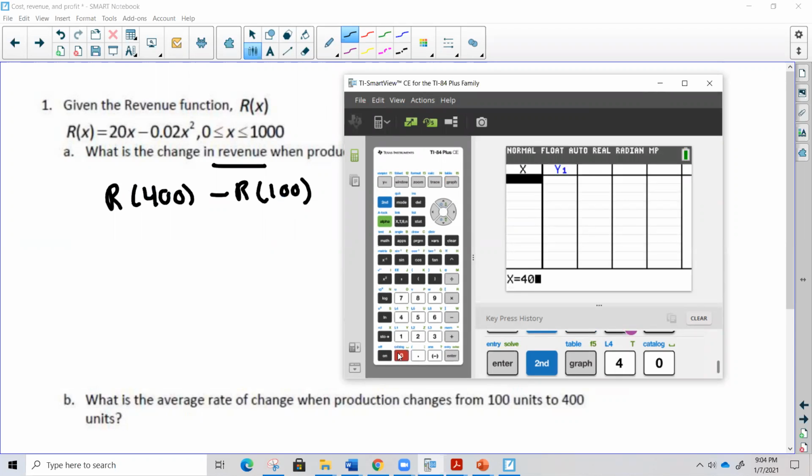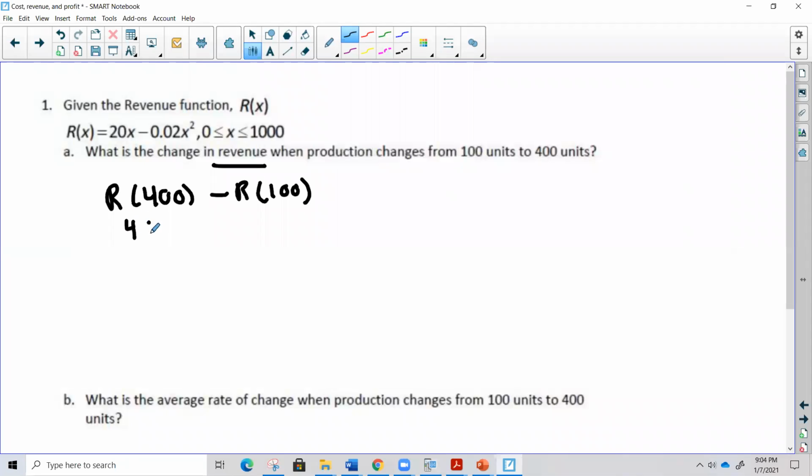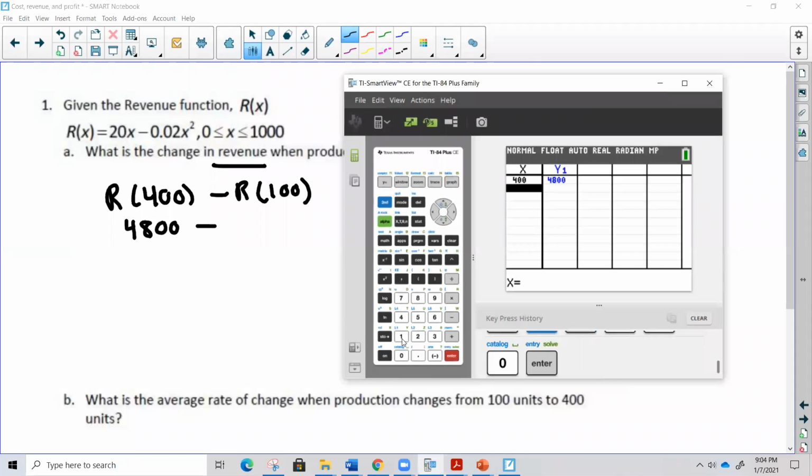So if I type in 400 here and hit enter, under Y1, it will give me what that R of 400 value is, which is 4,800. So if you can do that, it saves a little bit of time for finding them. And then I would type in 100 and hit enter, and then I get 1,800.